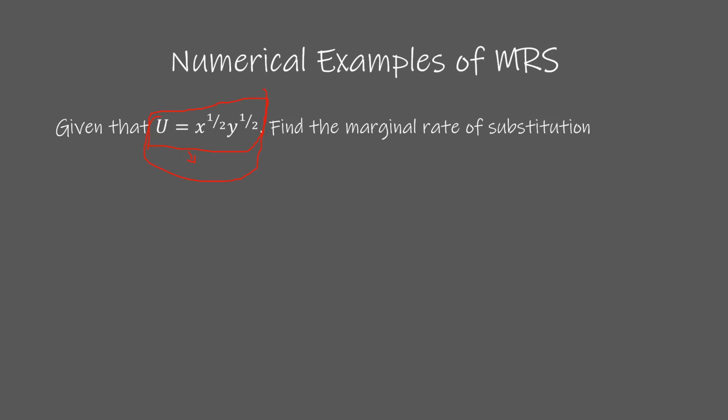For us to find that, first of all, we have to find our MU of x and our MU of y. We can also simplify what we have here as u equal to x raised to power 0.5 y raised to power 0.5.